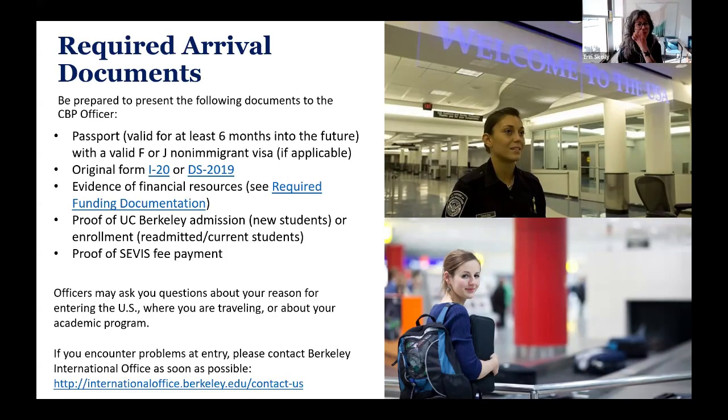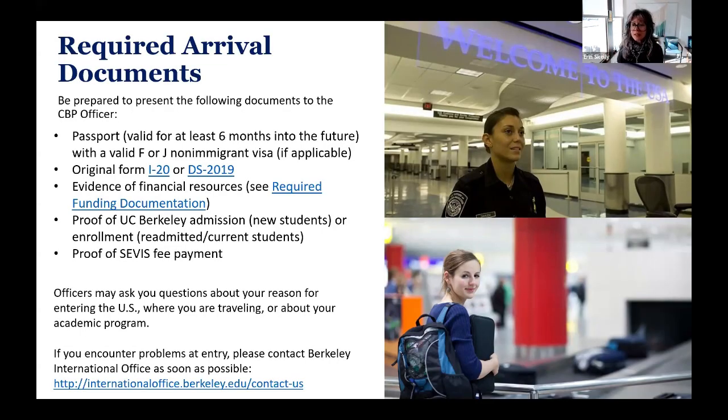Be prepared to present the following documents to your CBP officer. You're going to need to show your passport. It should be valid for at least 6 months into the future, and that passport should have a valid F1 or J1 non-immigrant visa. So valid means not expired. If you're Canadian, your passport would not have a visa in it. You need your original printed out, signed by your human hand, I-20 or DS 2019. You need evidence of your financial resources.